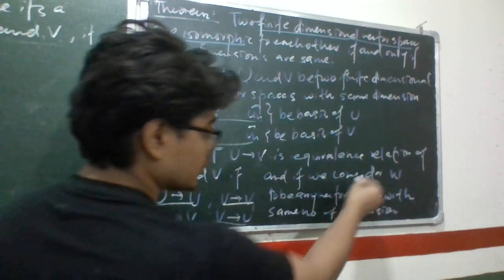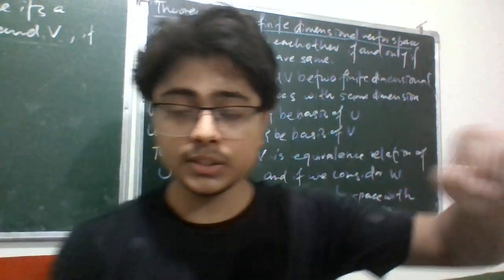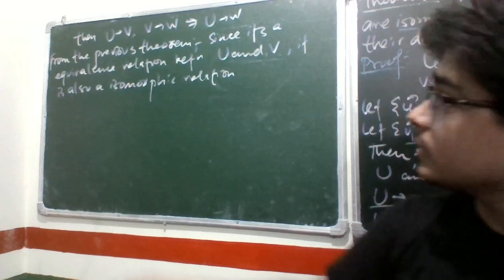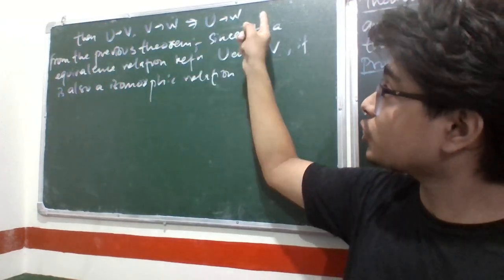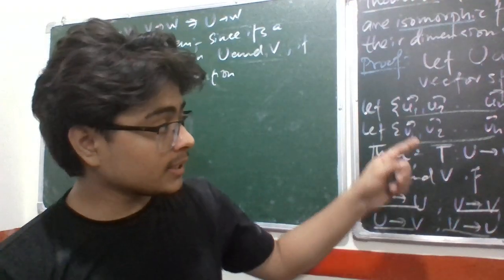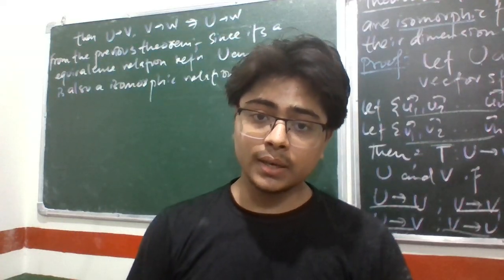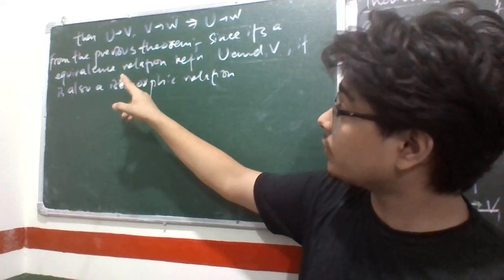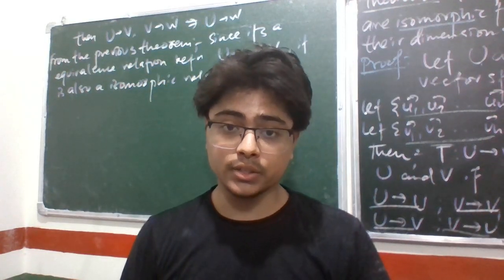And if we consider w to be any other vector space with the same dimension, or the same number of dimensions, then u maps to v, v maps to u, implies that u also maps to w from the transitive relation. Now since this mapping T such that u maps to w is an equivalence relation, then from the previous theorem we can say that since it's an equivalence relation between u and v, it must be an isomorphic relation too.